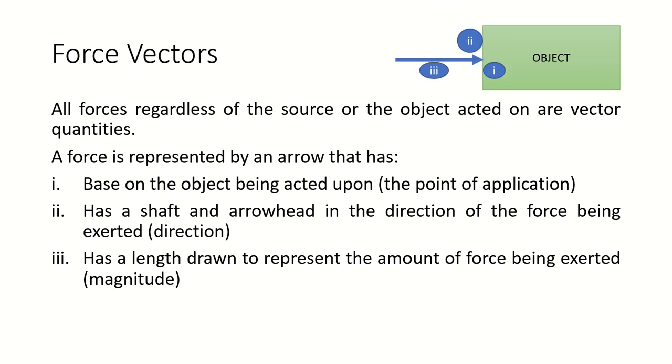The first one is the point of application. The second one is the arrow. The arrow suggests the direction. And the third one is the shaft. Shaft means the length of the arrow, which suggests the magnitude, or amount, of force.